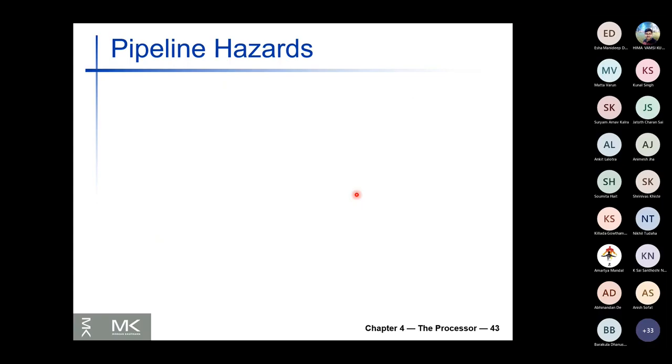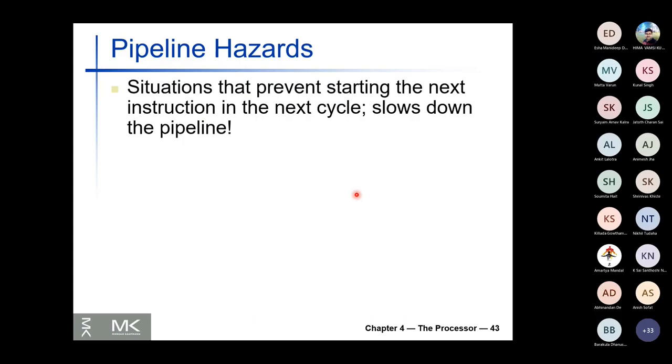Now let us move on to the study of hazards. There are many instances or events that might occur that slow down the pipeline and inhibit it from flowing in the usual fashion. These are hazards. These are situations which prevent starting the next instruction in the next cycle. Therefore, you have to wait until the hazard is resolved. And needless to say, it slows down the pipeline.